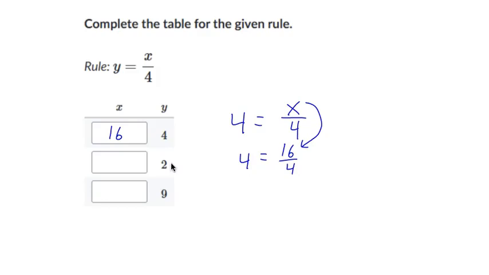Well, let's try this next one here. So we have our y is 2, so we have 2 equals some number x divided by 4. All right, so we need to find a number that when we divide it by 4, we end up with 2. Well, we know that 2 equals 8 divided by 4. So x must be 8.